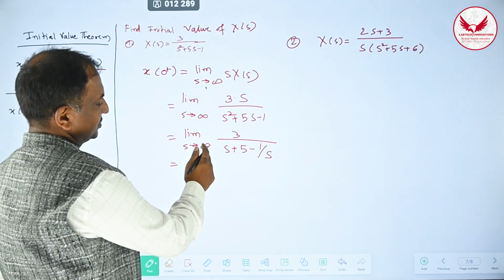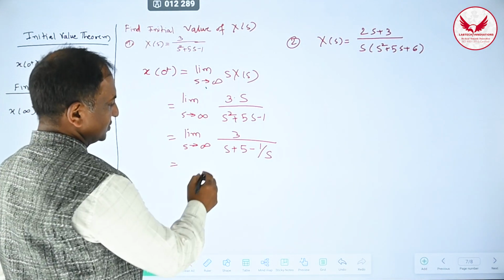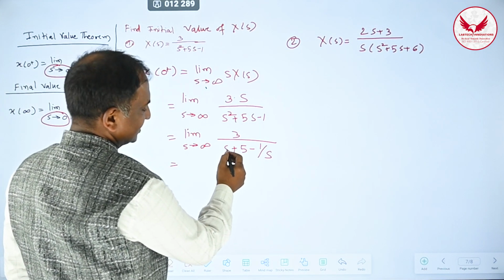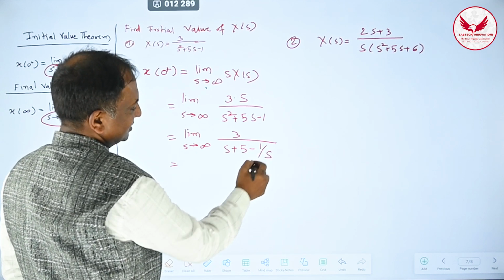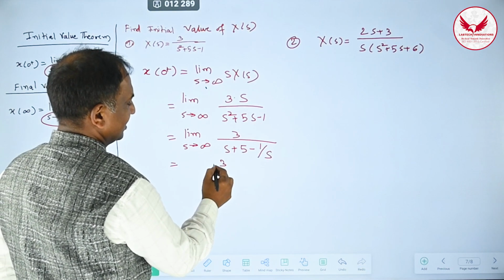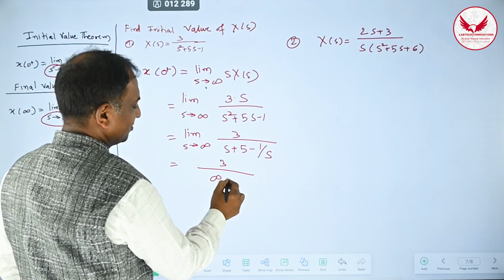So you substitute s tends to infinity. So this is equal to, here s is infinity, here 1 upon infinity is 0. So here it is 3 divided by s is infinity plus 5.